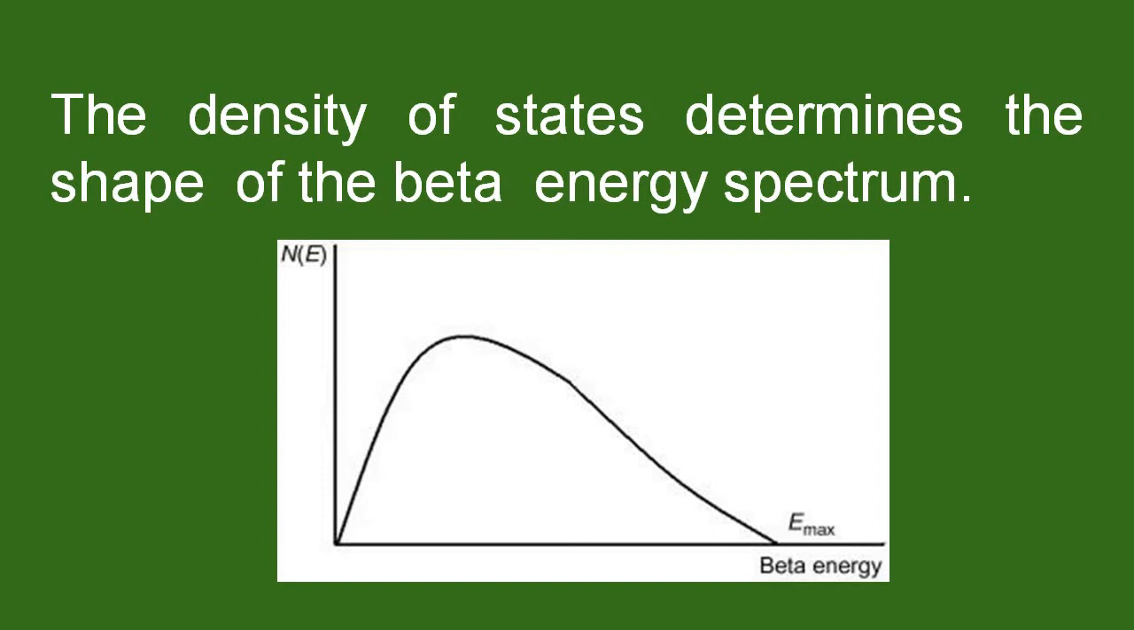So if we can measure that density of states, or if you can have an expression for that density of states, you can get a clear idea regarding the beta decay. And that actually we are doing in this derivation, which was done by Fermi.